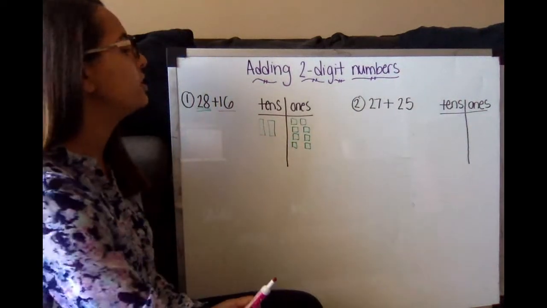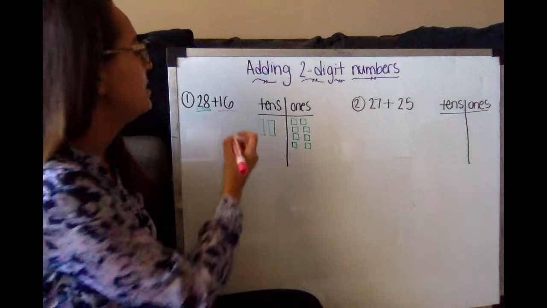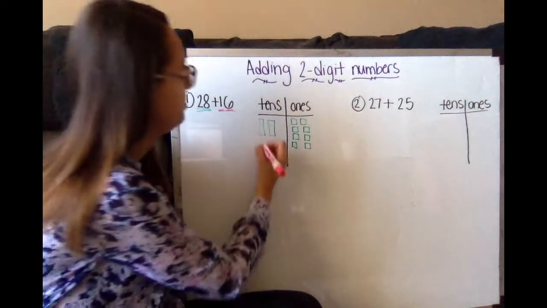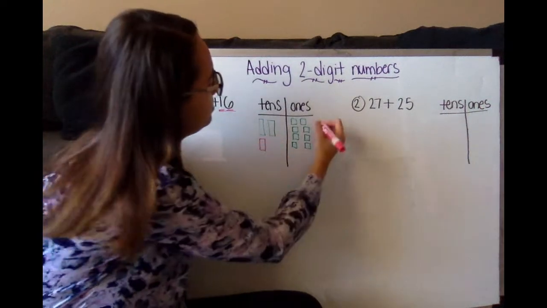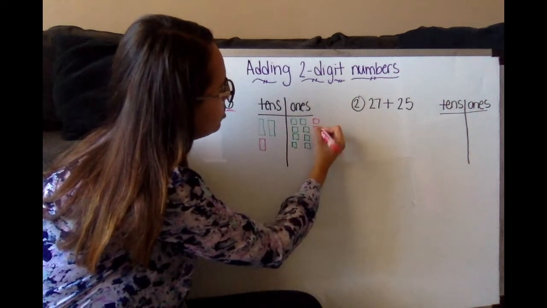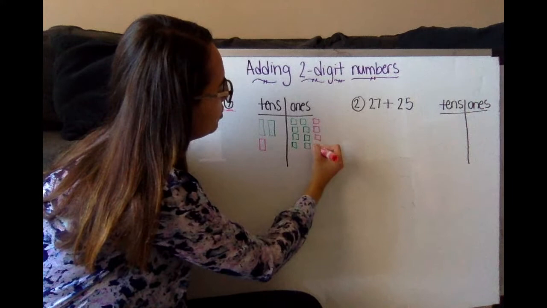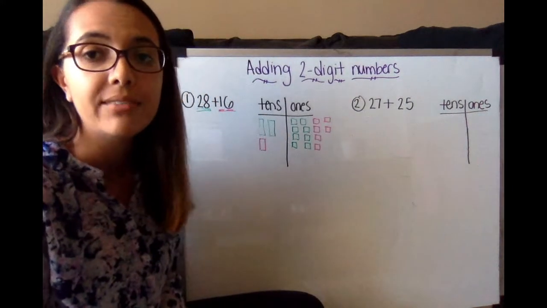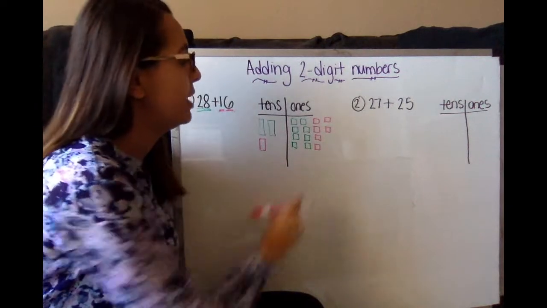All right, moving on to the number 16. I have 1 ten and 6 ones. 1, 2, 3, 4, 5, and 6. Whoa, I have a lot of cubes right here in my ones column.